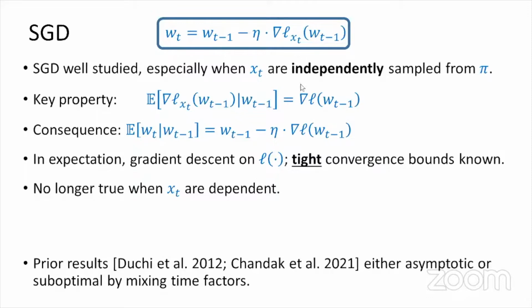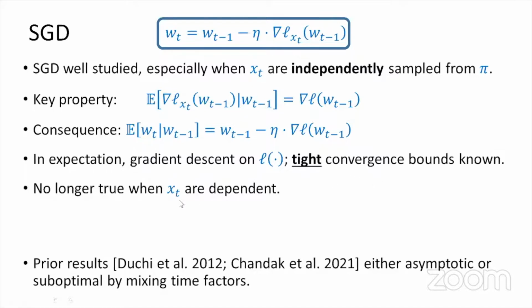The reason SGD crucially relies on this property is that under this condition, the expected value of the next iterate wt is nothing but the gradient descent update taken at wt minus 1. So in expectation, SGD is doing nothing but gradient descent, and we can use the ideas on the convergence of gradient descent to argue about the convergence of stochastic gradient descent. As we also saw yesterday, tight convergence bounds are known, and we also know of accelerated methods and so on in this context.